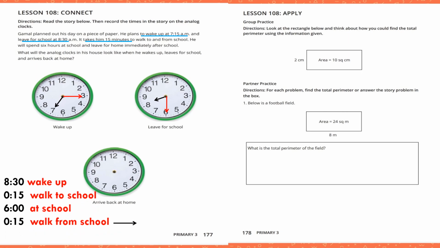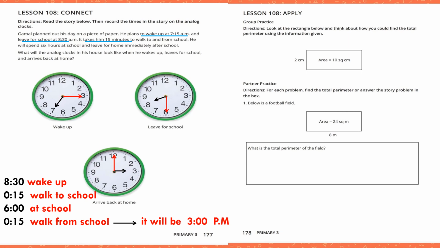He woke up at 7:15, left at 8:30, 15 minutes walk to school, 6 hours at school and 15 minutes walk from school. So he will arrive at 3 p.m. Short hand on 3 and tall hand on 12. Now let's move to the apply part.